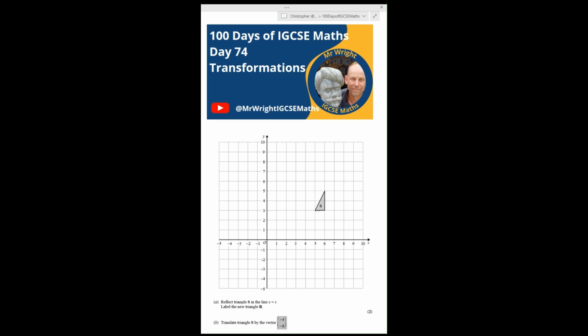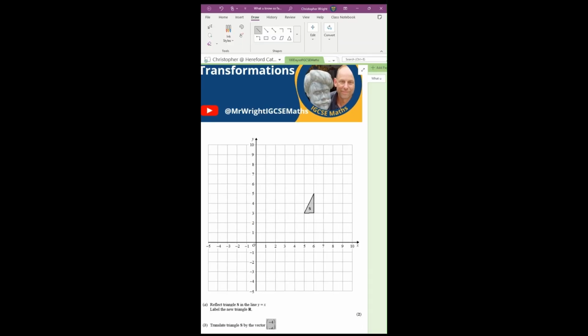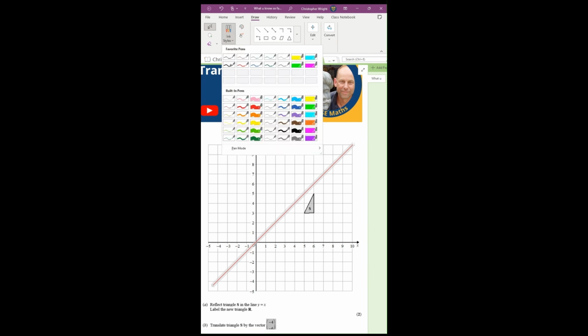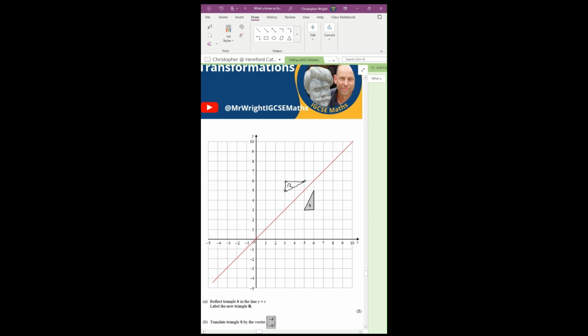Now, we need to reflect this triangle in the line y equals x. So I'm going to start by drawing the line y equals x, which is going to be this line here. And I'm going to reflect the triangle. Because the line's diagonal, I'm going to count diagonally to the line and diagonally the other side. So that's half a square there, 1.5. There we go. All right, so there is my reflection, which I'm labelling R.